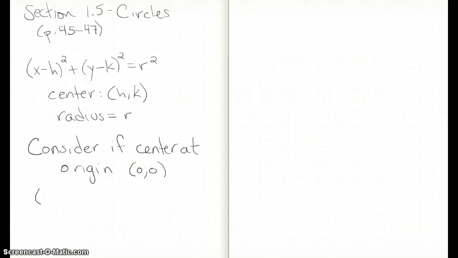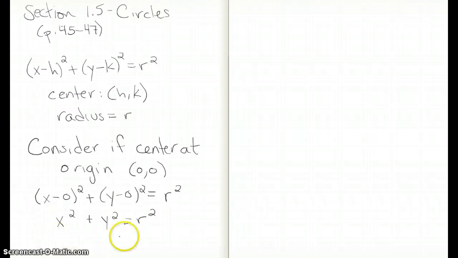Well, we would have (x - 0)^2 + (y - 0)^2 = r^2. I don't know what the radius is because I haven't assigned that to anything, so let's just leave that at r squared. Now notice x minus 0 is just x, and we square that, so that's just x squared. Plus the same thing here, y squared equals r squared. This is another special kind of equation for us here. Let's just put a little box around this.